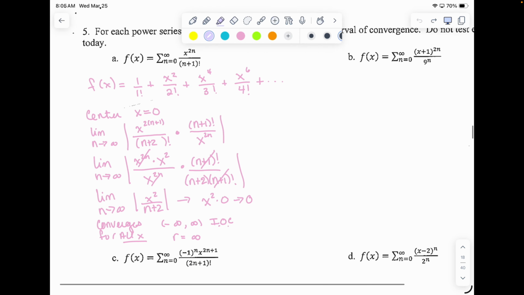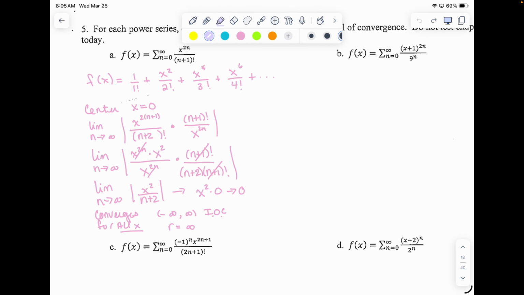On this one, if that limit goes to 0, that means that it's always less than 1. And so it converges for everything, right? And so I don't have to worry about what values it goes to. And that's why the interval of convergence goes from negative infinity to infinity, and the radius of convergence is infinite, because it always converges, all the time. Okay? So let's try the next one.